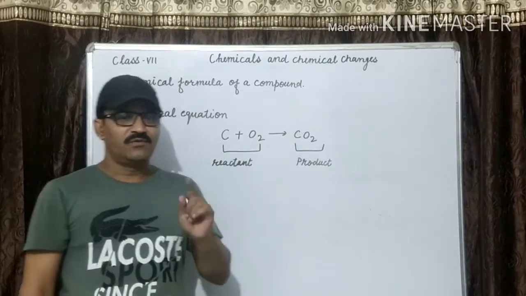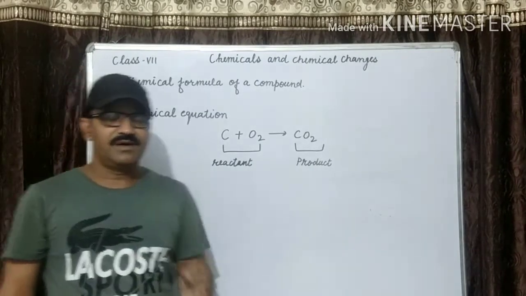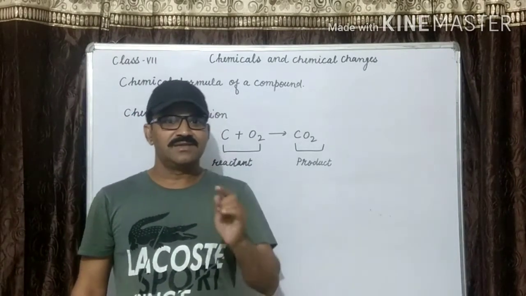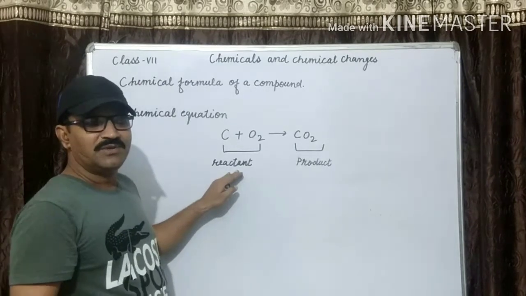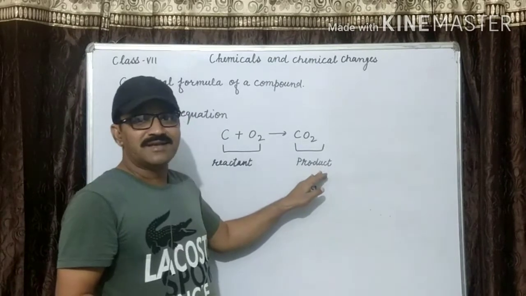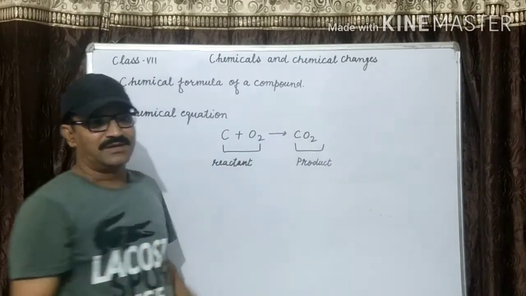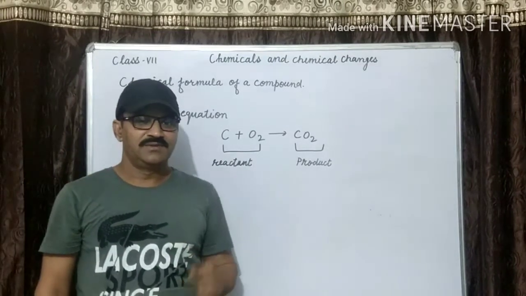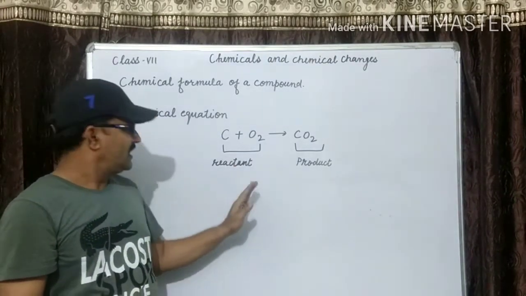First of all, what do these chemical equations tell us? Number one, the reactants that take part in the reaction. They take part. Second, the products formed in a reaction. This right hand side is known as the product. Now third one, the number of molecules of the reactants and products in this reaction.